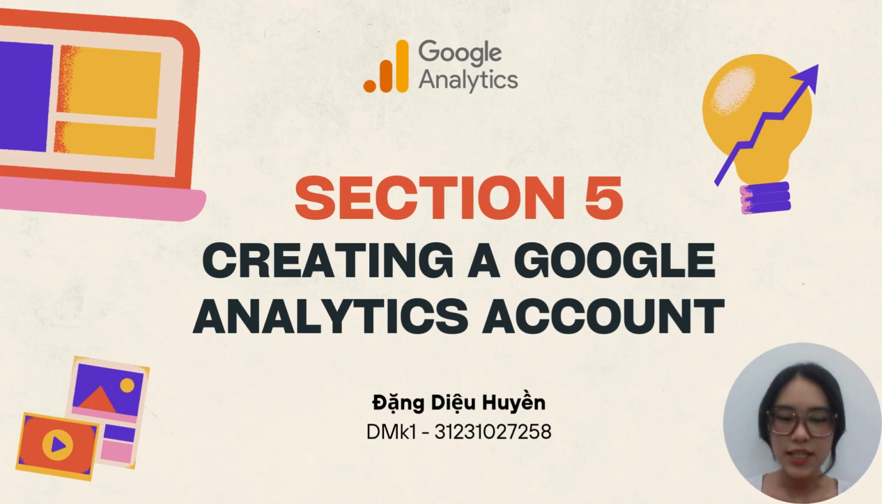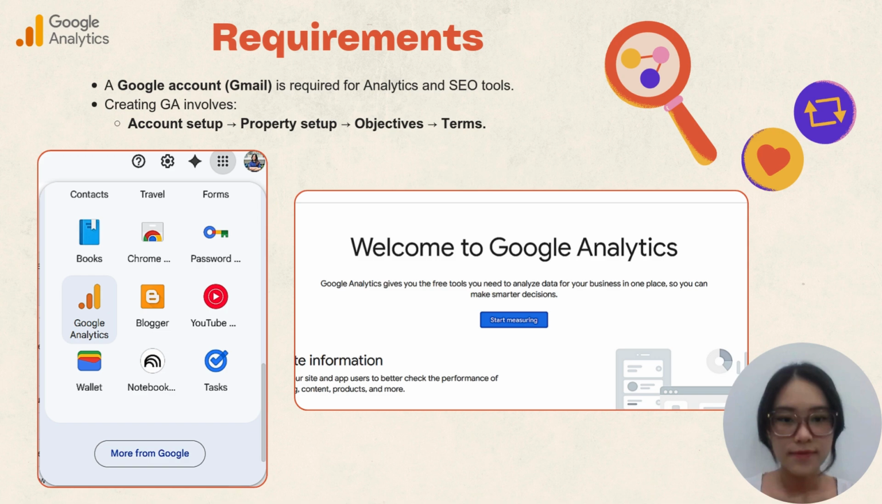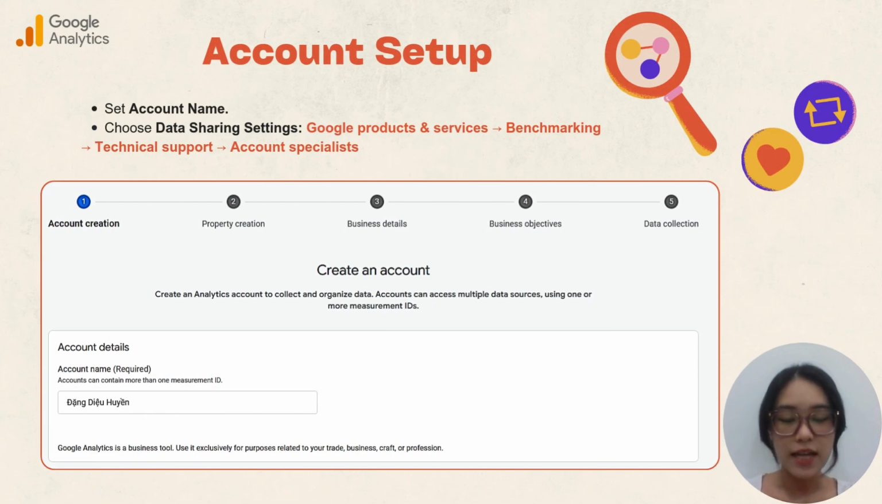Next is Section 5, creating a Google Analytics account. A Google account is required to use Analytics. The setup process consists of account creation, property creation, business objectives, and then terms of service. The first step is entering an account name and selecting data settings for the account setup, including Google products, benchmarking, technical support, and account specialists.